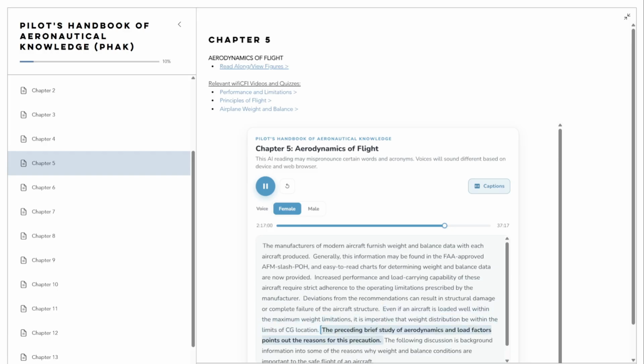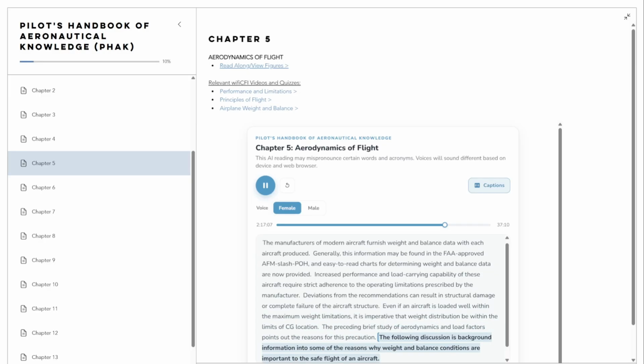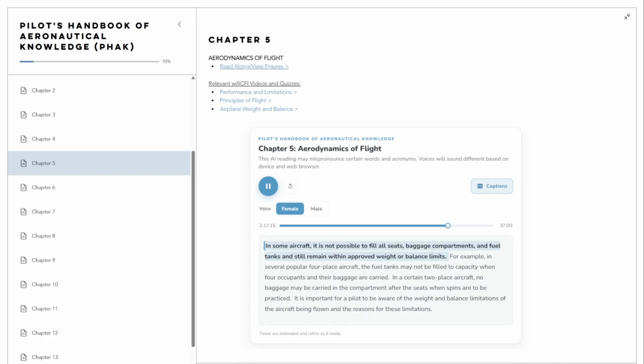The preceding brief study of aerodynamics and load factors points out the reasons for this precaution. The following discussion is background information on some of the reasons why weight and balance conditions are important to the safe flight of an aircraft. In some aircraft, it is not possible to fill all seats, baggage compartments, and fuel tanks and still remain within approved weight or balance limits.